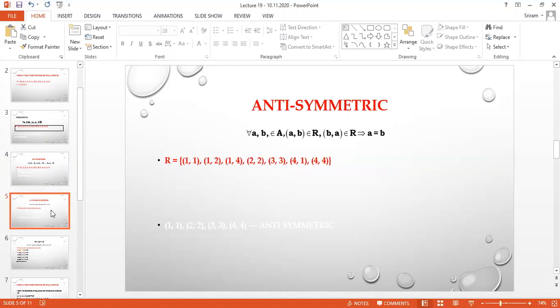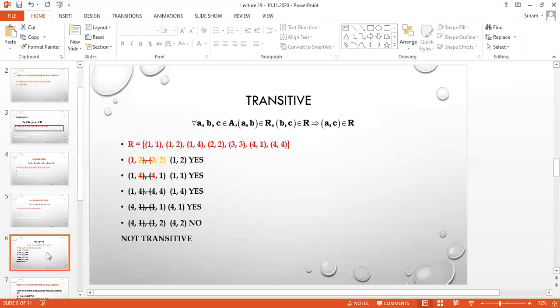Then the next one is called anti-symmetric. It is symmetric, (A,B) and (B,A) exist, but only when A is equal to B, when both the terms are the same. Or in the other way, we can define this as reflexive. And finally, we have transitive. The meaning of transitive: if I take (A,B) and (B,C), and cancel the common element B, then I should have (A,C) existing in the set.